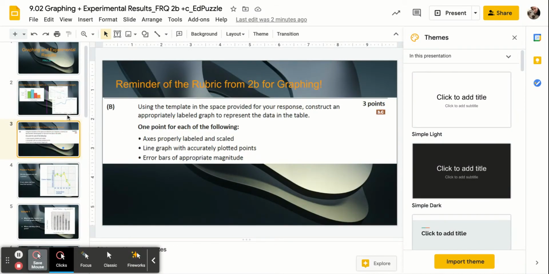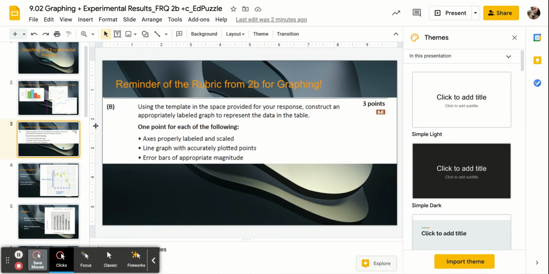Cool. So this was the rubric from 2B for graphing. Remember, axes need to be properly labeled and scaled. That was 1 point. You got another point for your line graph with accurately plotted points. So if you did a bar graph, you didn't get a point for the plotted points being correct, so just be careful with that. And then the third point was error bars of appropriate magnitude. So you had to have your error bars.